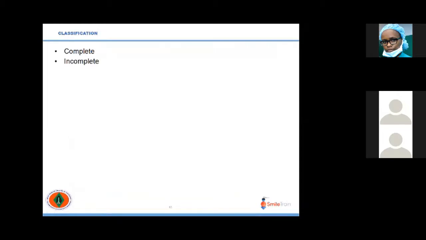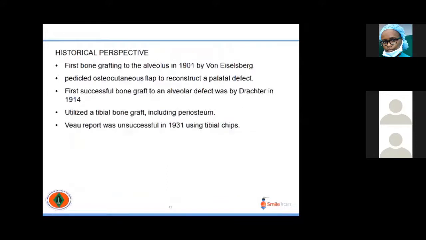The historical perspective: the first bone grafting to the alveolar cleft was carried out in 1901 by von Eiselsberg, who used a pedicle osteocutaneous flap to reconstruct the palatal defect. But the first successful bone graft to an alveolar defect was by Drachter in 1914. He utilized a tibial bone graft, including periosteum. Lexer reported it was unsuccessful in 1931 when he used tibial chips.